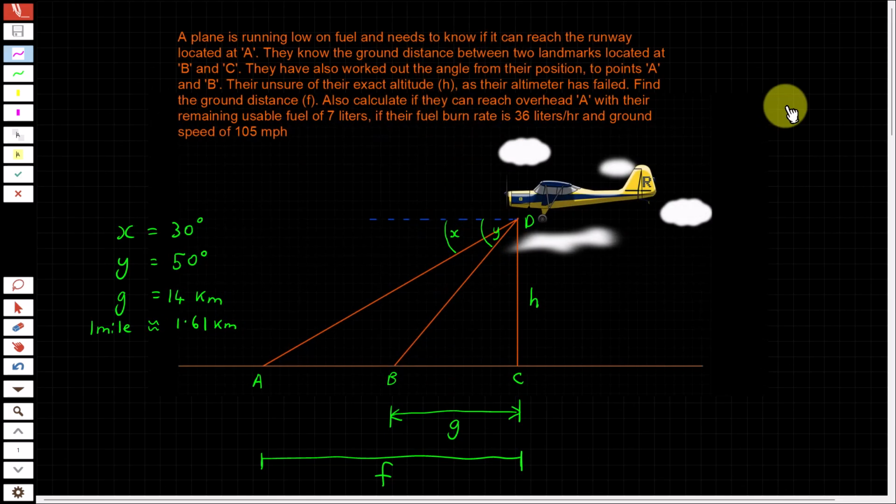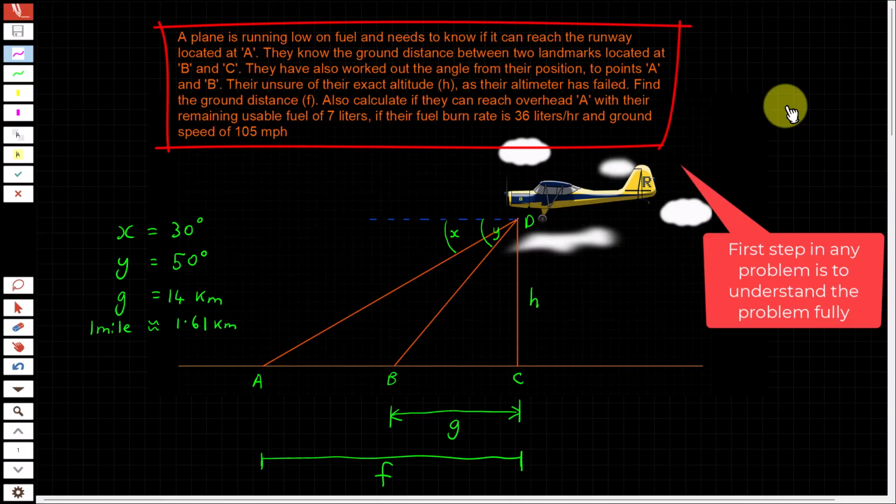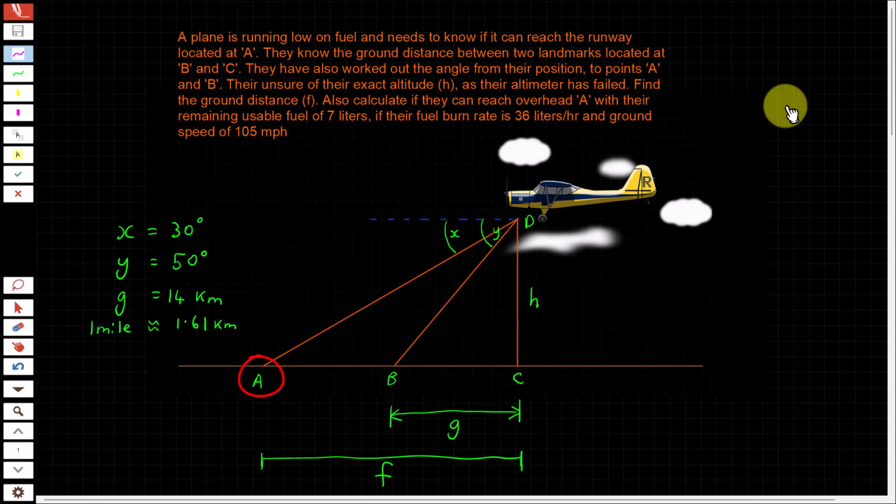In this video, we're going to be solving this problem. A plane is running low on fuel and needs to know if it can reach the runway located at A. They know the ground distance between the two landmarks located at B and C. They have also worked out the angle from their position to points A and B. They're unsure of their exact altitude H as their altimeter has failed.